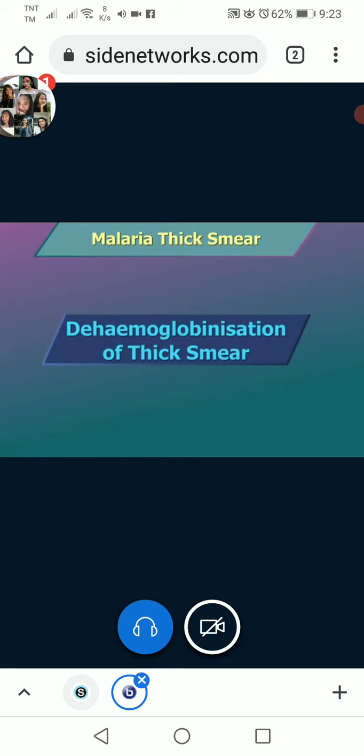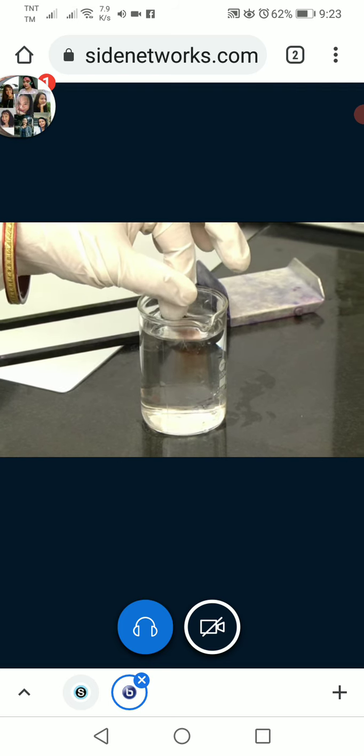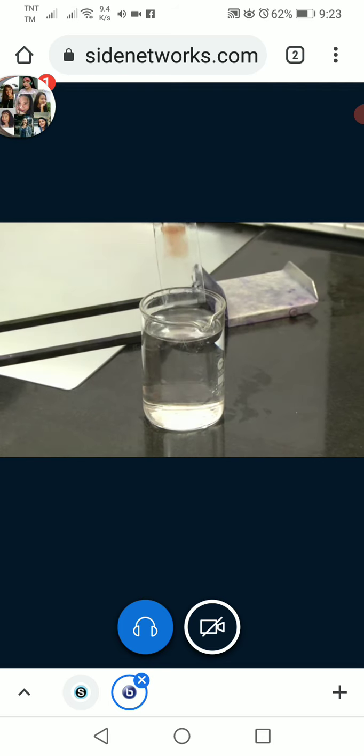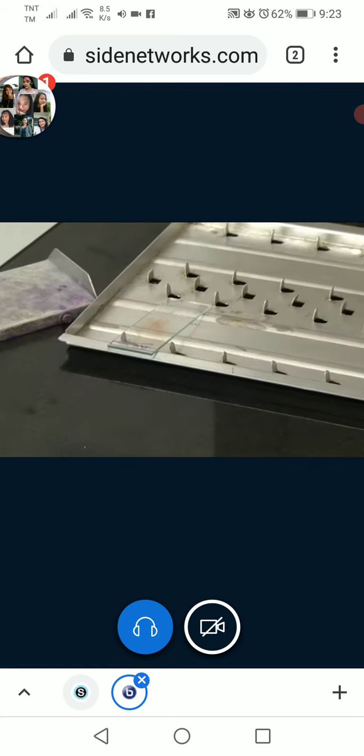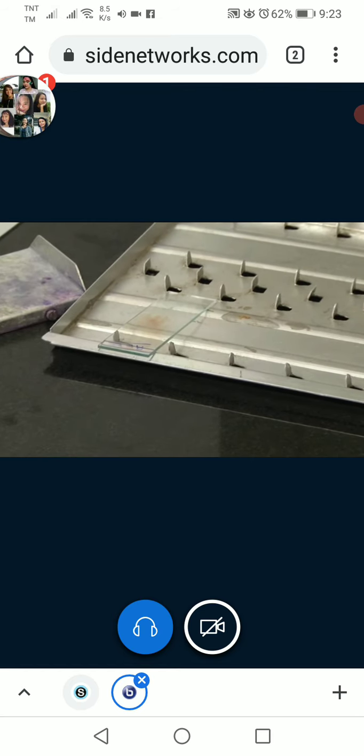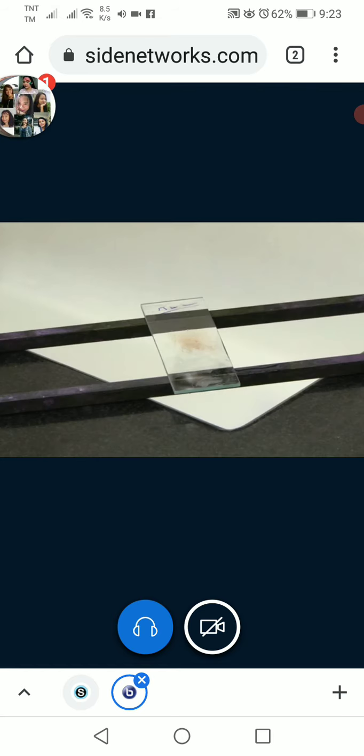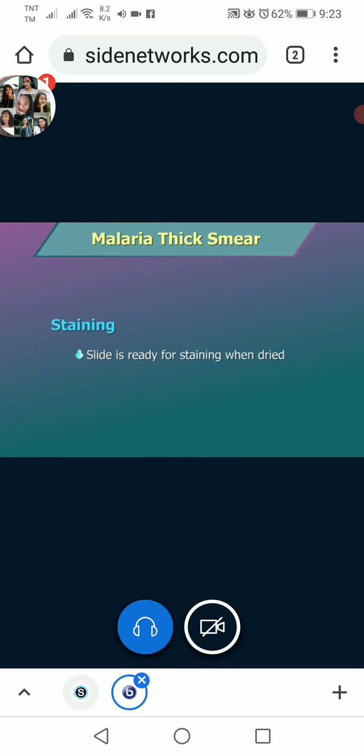Dehemoglobinization of thick smear. Dip dried thick blood smears once into a beaker containing normal water and take out immediately. Care should be taken to not wash off the smear during the process. Do not touch or wipe the wet smear. Alternatively, keep the dried smears flat. When dried, the slide is ready for staining.